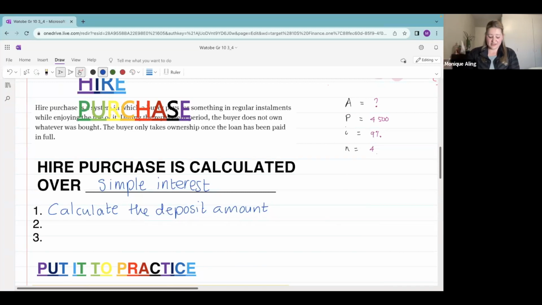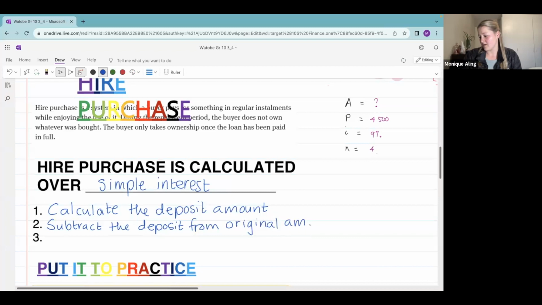Okay, so once we've got our deposit, we subtract the deposit from the original amount. And this new value that we end up with is going to be our P value in our A = P(1 + in) formula. Okay, so use the new value as P.